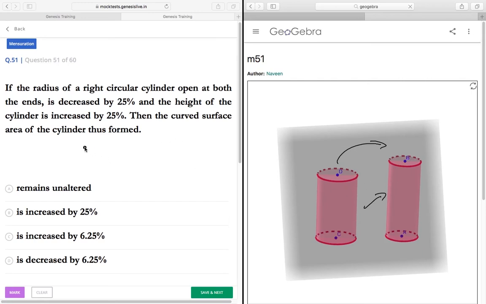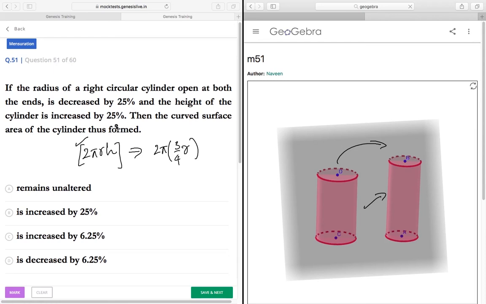Great. Curved surface area in a cylinder is given by the perimeter, that is 2 pi r, into the height, correct? So that will give you the overall curved surface area, so into h. Now let's assume this is the curved surface area of the first cylinder. The second one, the change that has happened is r has reduced by 25%. So I'll write the new r as 3 by 4 r. Hope this is clear. 3 is less than 4 by 1, so 1 by 4th, that is nothing but 25%.